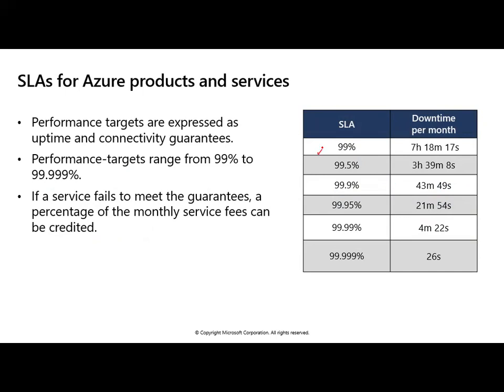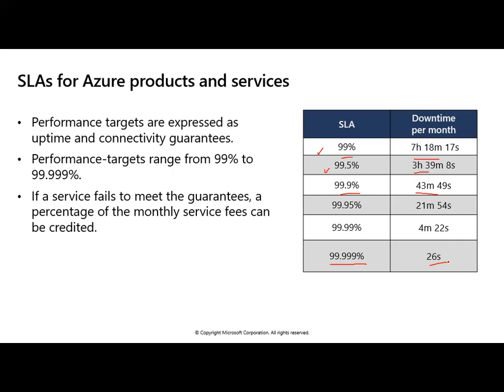There are these different SLAs. We have the 99% SLA, which has a 7-hour downtime per month. We have 99.5% with a 3-hour downtime per month. 99.9% gives you 43 minutes of downtime per month. And 99.999% is the SLA that comes with your Azure Cosmos database, a highly expensive service for some good reasons. That will only give you 26 seconds of downtime per month.